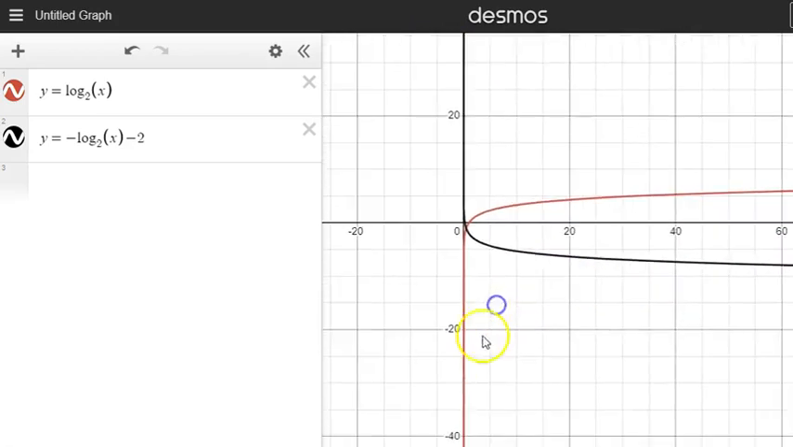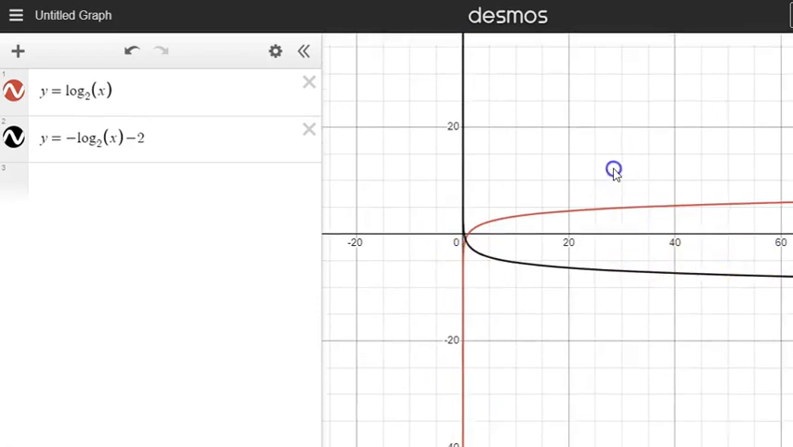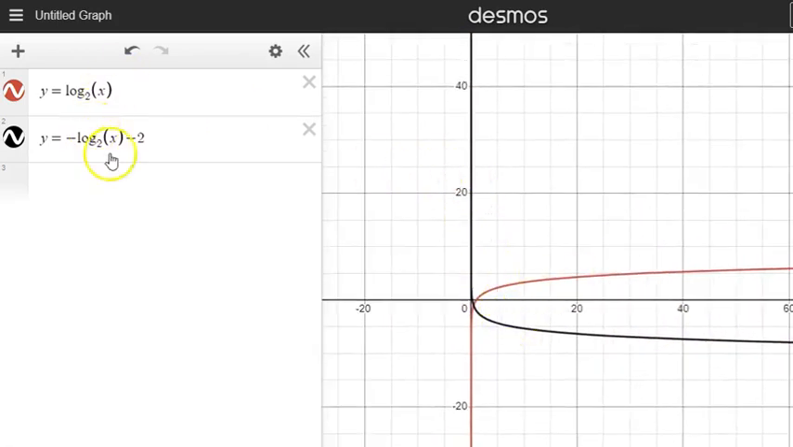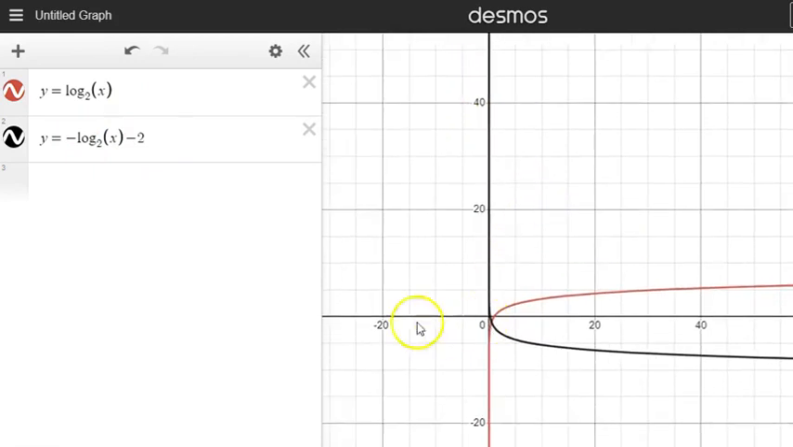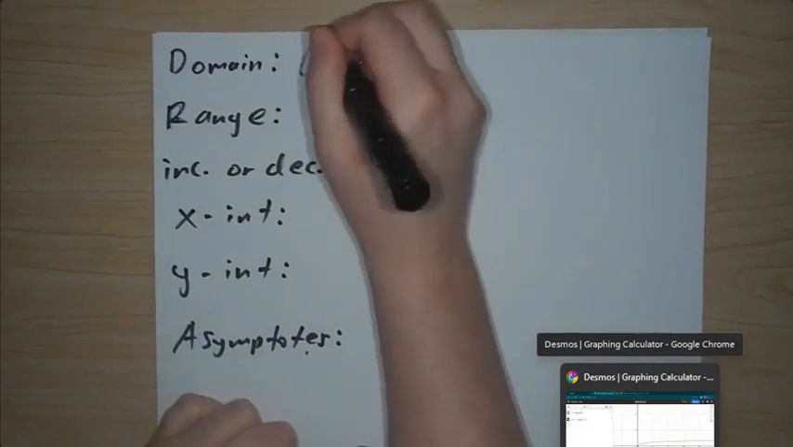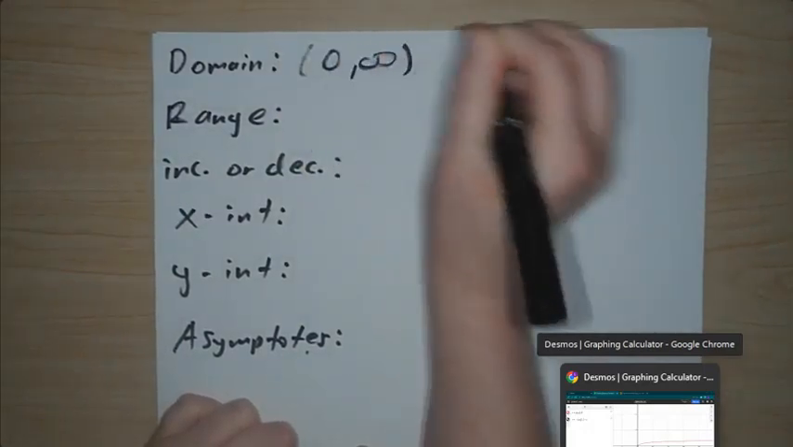So when we look at domain, we see that in our original we had a domain of 0 to infinity, and because we had no horizontal shift, there has been no change in our domain. We see that it's still from 0 to infinity. This is our x values. So writing that down, we have 0 to infinity.